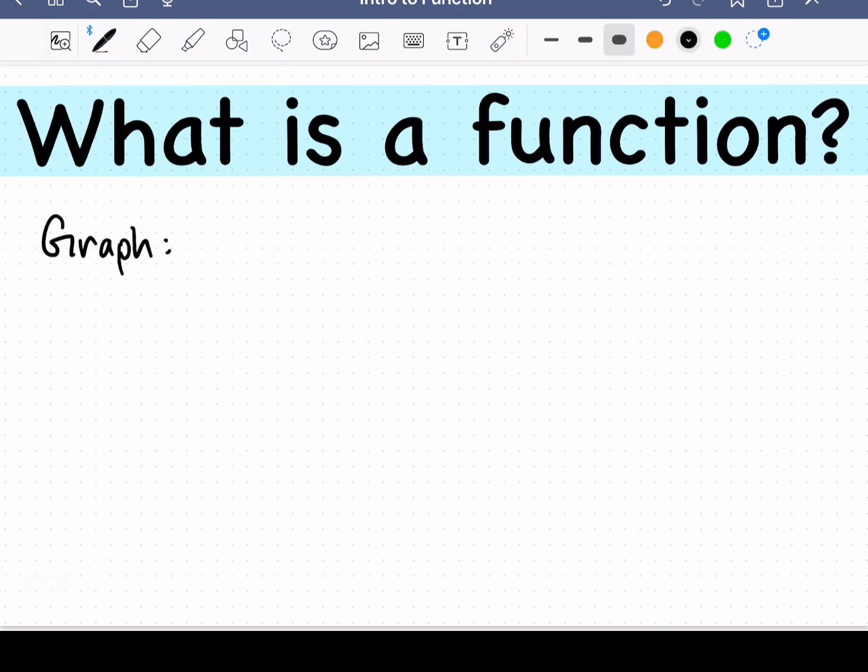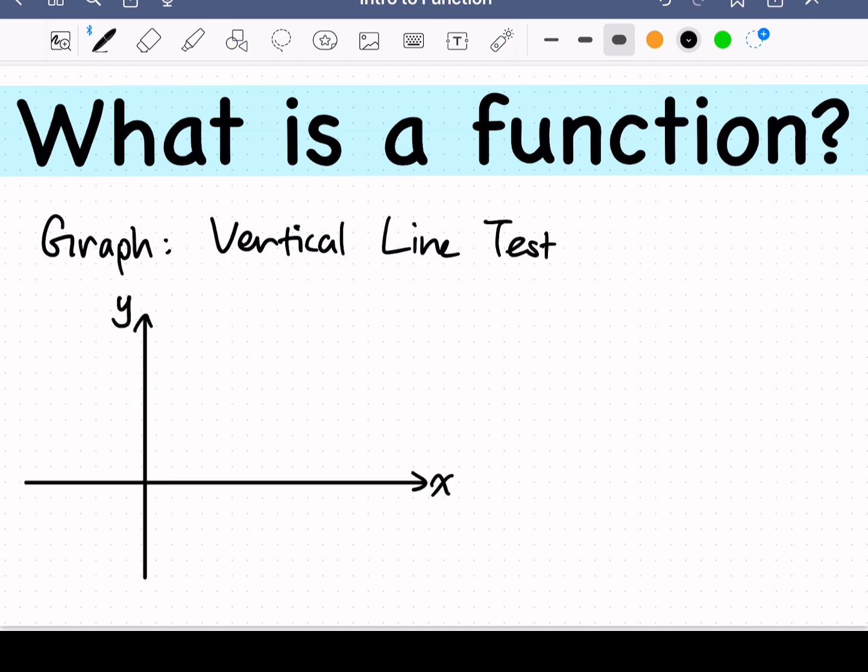And then we call this the vertical line test. Many of you have heard of this, but some of my students just don't understand what it means and why it works. Now let me try to explain. This is an xy plane, and this is a random function.